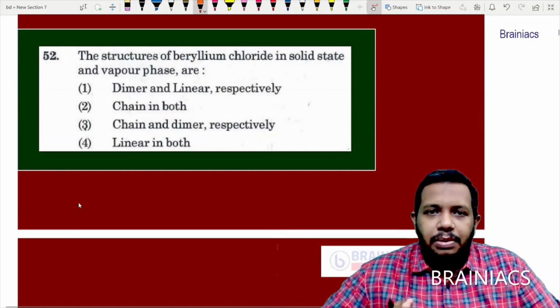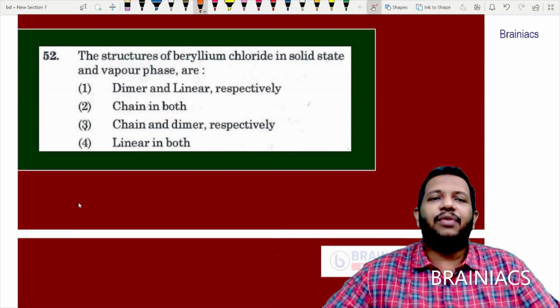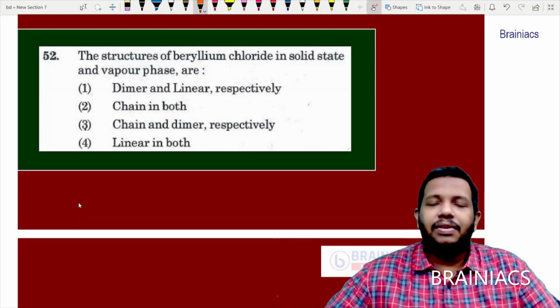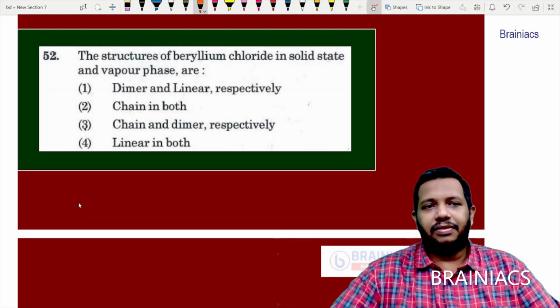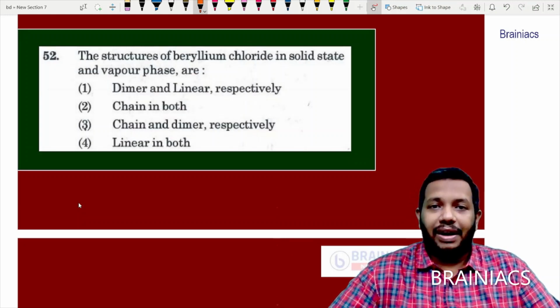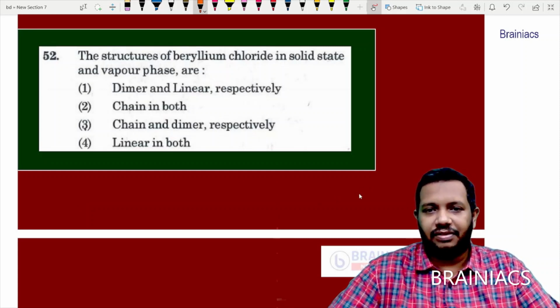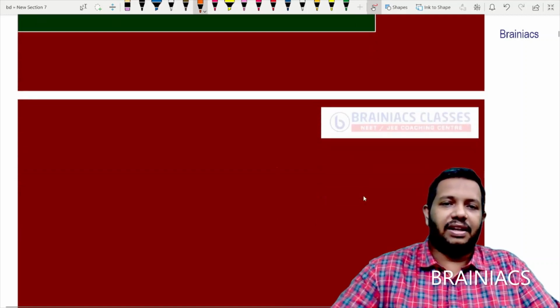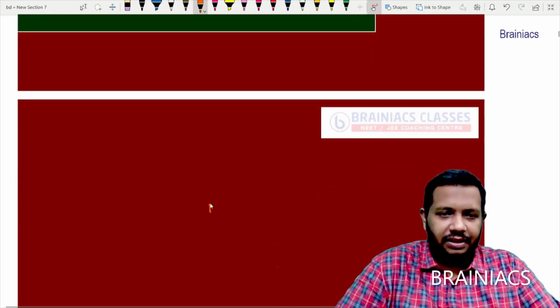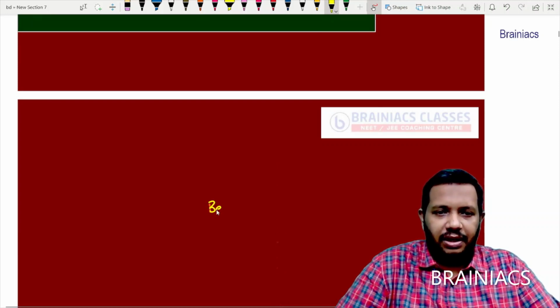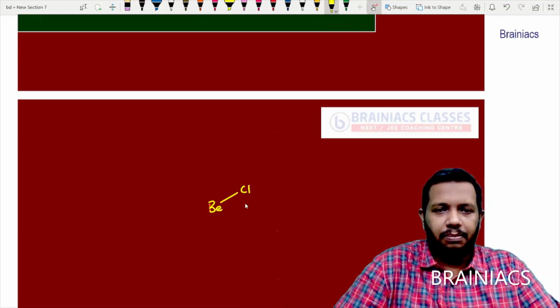The structure of beryllium chloride in solid and vapor phase is... We know beryllium chloride is one of the important compounds that we learn in our S block elements, and in the solid state it exists as a polymeric chain. I hope you remember its structure. Let's understand it. It will look something like this: you have beryllium and you have chlorine, BeCl2.